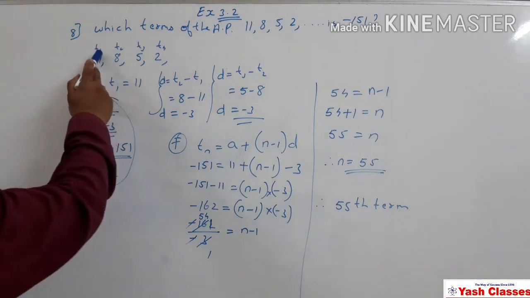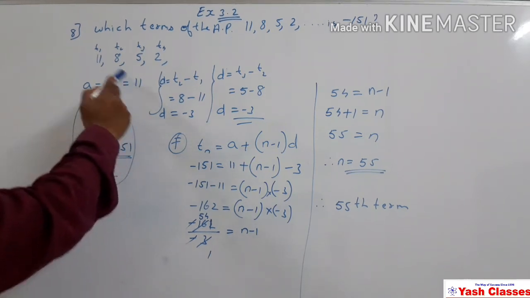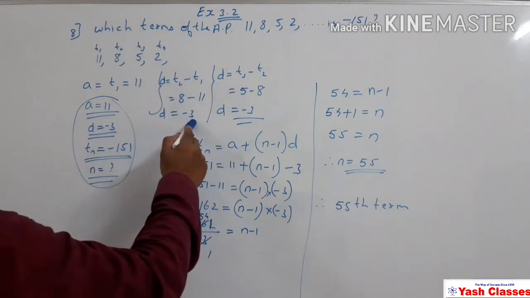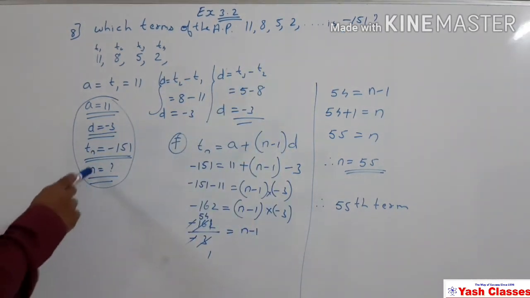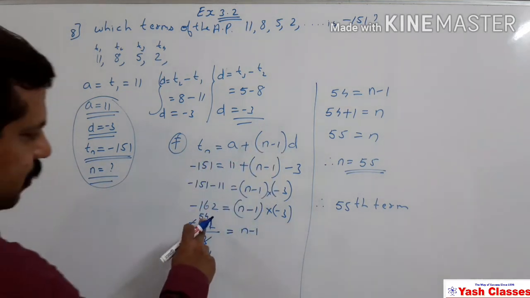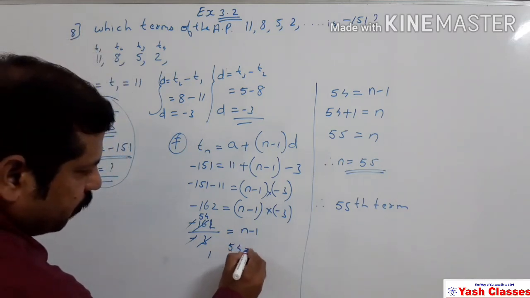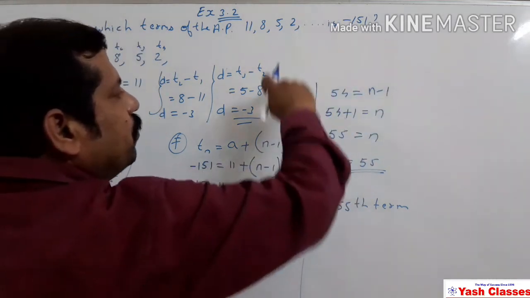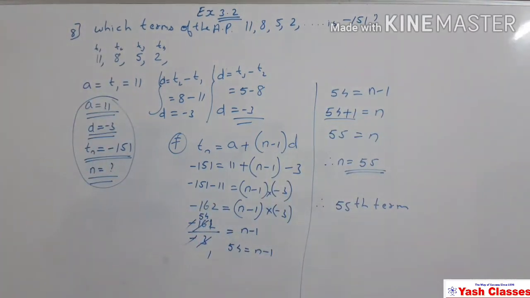Again I am explaining this. T1, T2, T3, T4. A is equal to T1, and that is 11. Here you got A as 11. You find the difference: your D is minus 3. And the last number is Tn. Tn is minus 151. n you don't know, you have to find n using the formula. You will get 54 is equal to n minus 1. Then 54 plus 1, bring here, it will become 55. Therefore n is equal to 55.